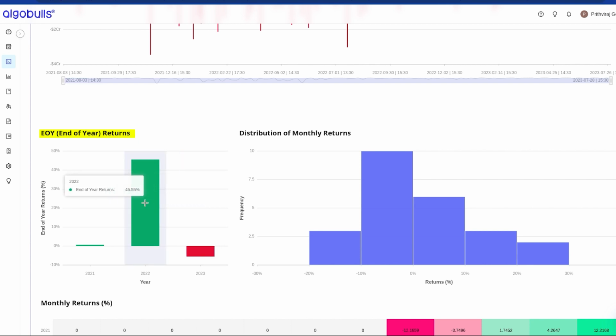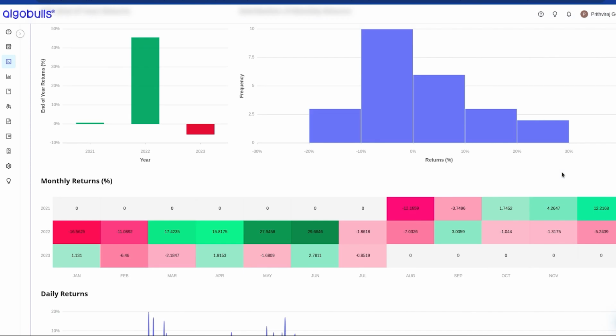Next, we move on to monthly return distribution histogram. In the monthly return distribution histogram, we see the frequency distribution of different level of return over consecutive months. This histogram helps us understand the range and pattern in the monthly return, shedding light on our strategy's volatility and performance traits.